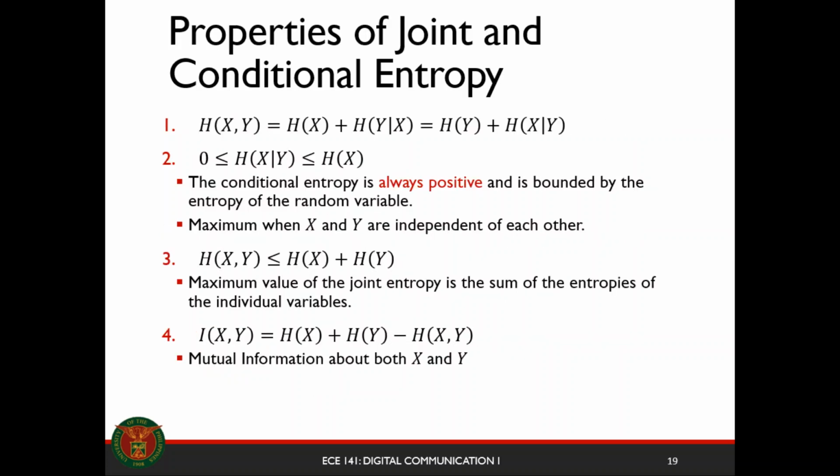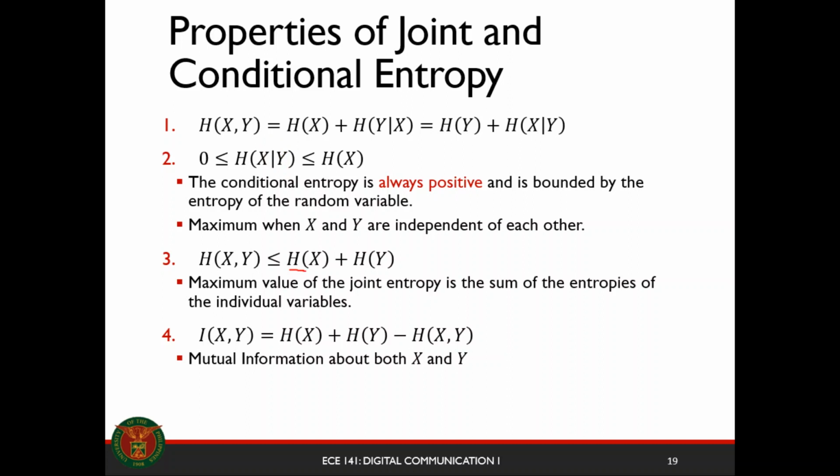Okay. And the properties between them is that the joint entropy is equal to the entropy of one plus the conditional entropy of the other one. And you can actually reverse the variables in this case. The conditional entropy is always positive. It's a property of entropy. And it's bounded by the entropy of the random variable. So this is the case when your y does not have anything to do with x, basically.